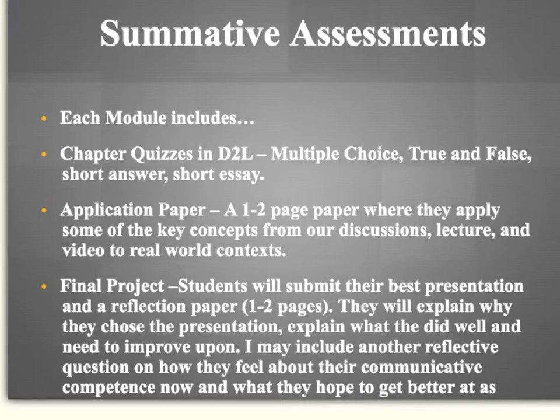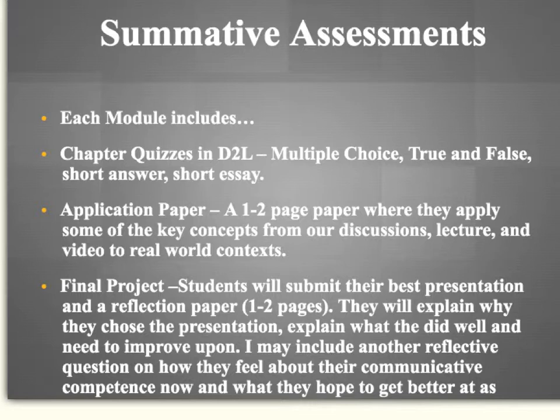It won't be a long quiz, but I think it'll hit those points that are important. Then the application paper is a 1 to 2 page paper where they apply some of the key concepts from our discussions, lectures, and video to a real-world context. So taking the information, some critical thinking questions, answering those questions, and then trying to apply those to the real world. I think that will link the reading and writing connection and help them understand some of those points.